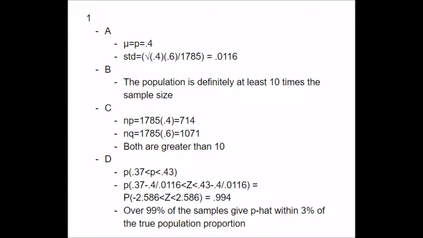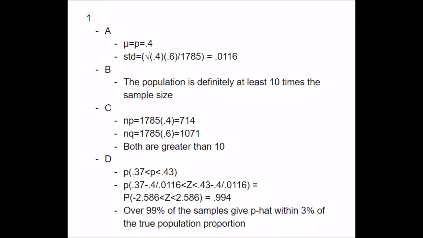Part C says, check that you can use the normal approximation for the distribution of p hat. So, to do this, you do n times p, which was 714, and n times q, which was 1071, and we get that both of those are greater than 10, so we can use the normal approximation.